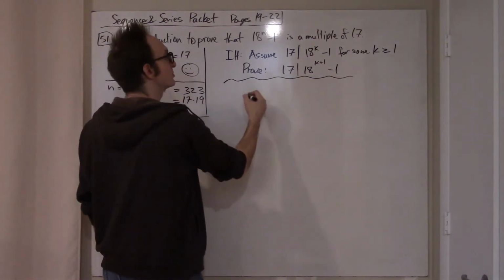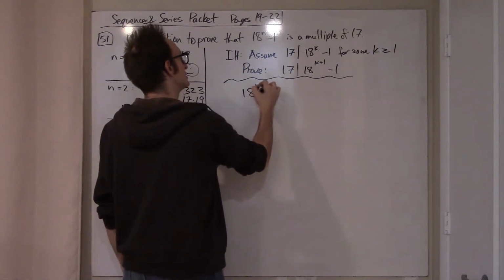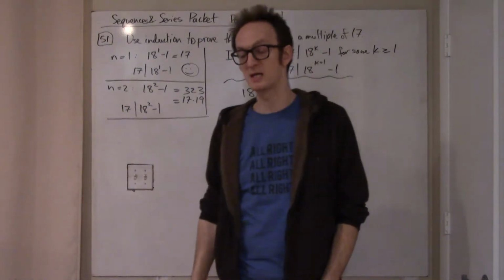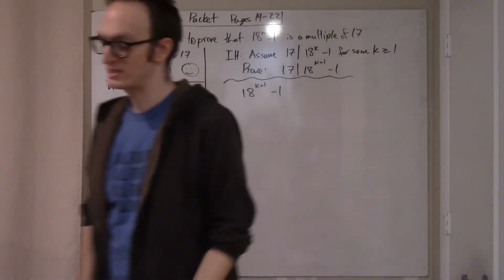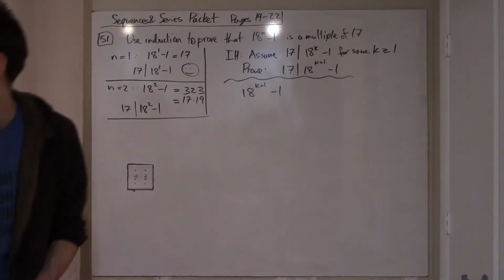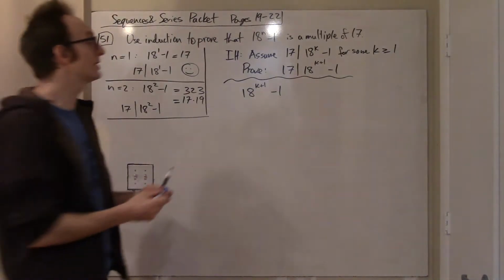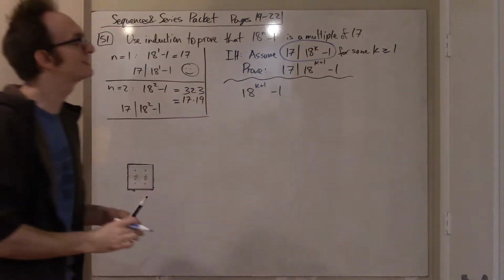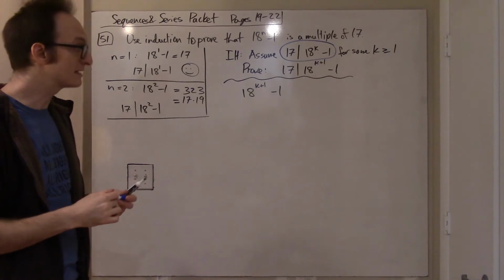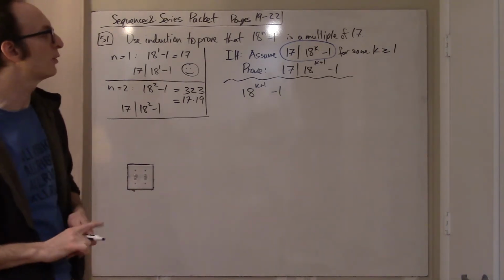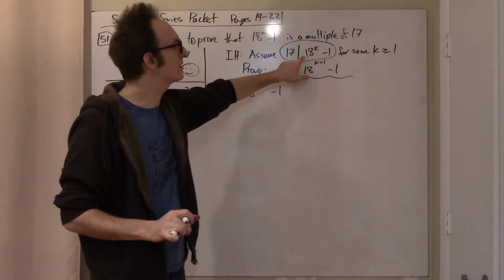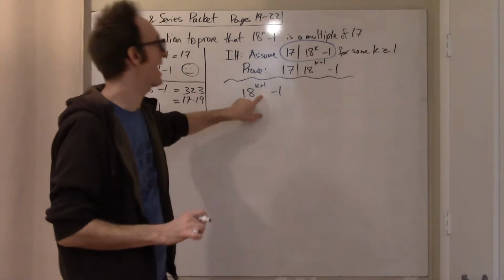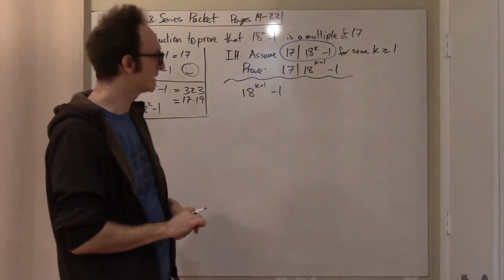And so, okay, we just start with 18 to the k plus 1 minus 1, and we just somehow try to show that it is a multiple of 17. And there's one important thing that I am going to use. I am going to use that 18 to the k minus 1 is a multiple of 17. It is my inductive hypothesis. It's the one thing I know. So I somehow have to use this one thing I know, that 18 to the k minus 1 is a multiple of 17, to show that 18 to the k plus 1 minus 1 is a multiple of 17.